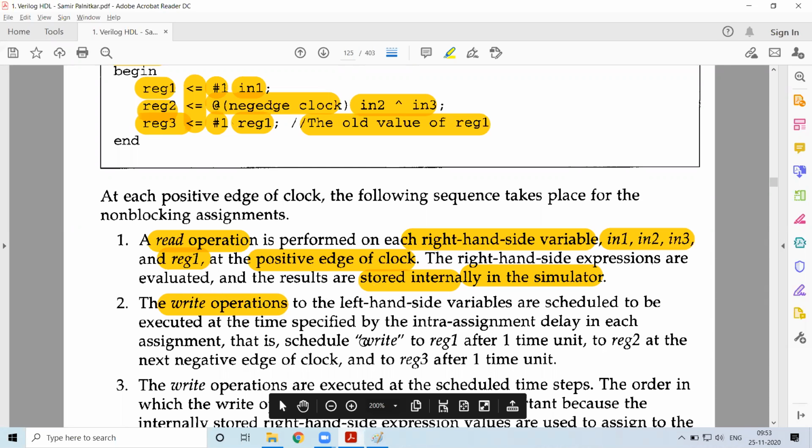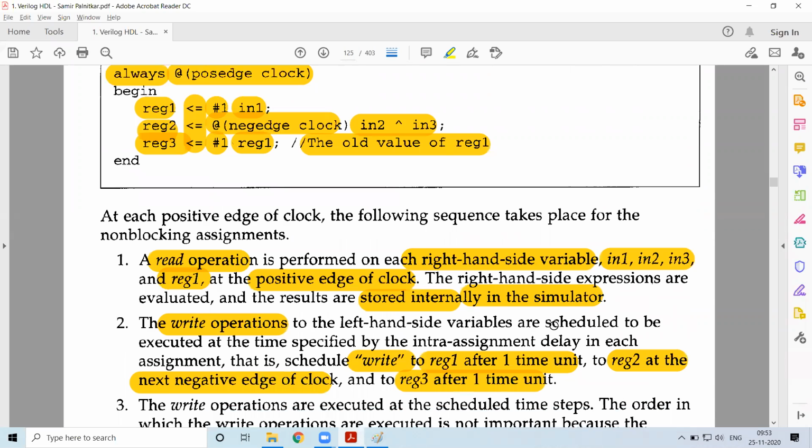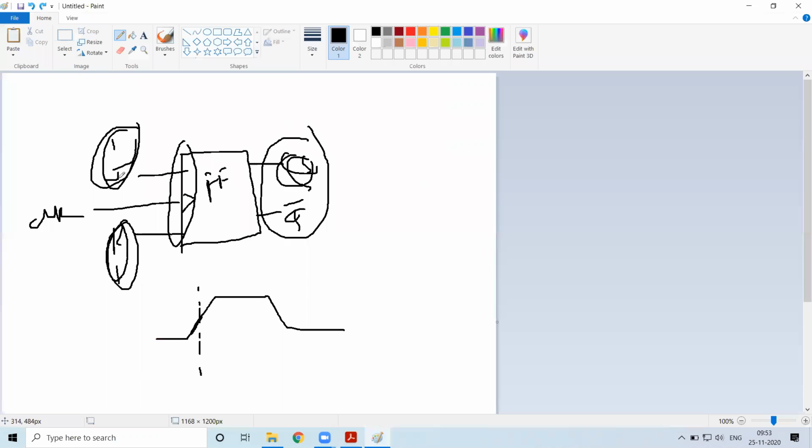Now here we can see that the write to register 1 happens actually after one time unit. So the new value of register 1 is available. But here I will not have the new value, it will be the old value which will be considered. So reg 2 at the negative edge will be updated based on this clock. And reg 3 after one time unit will be updated with the old value of reg 1 and not the new value which is being specified. So first the parameters are read and then the assignment happens. It is like a JK flip-flop what we are specifying. These parameters are first read and then the assignments happen over here.